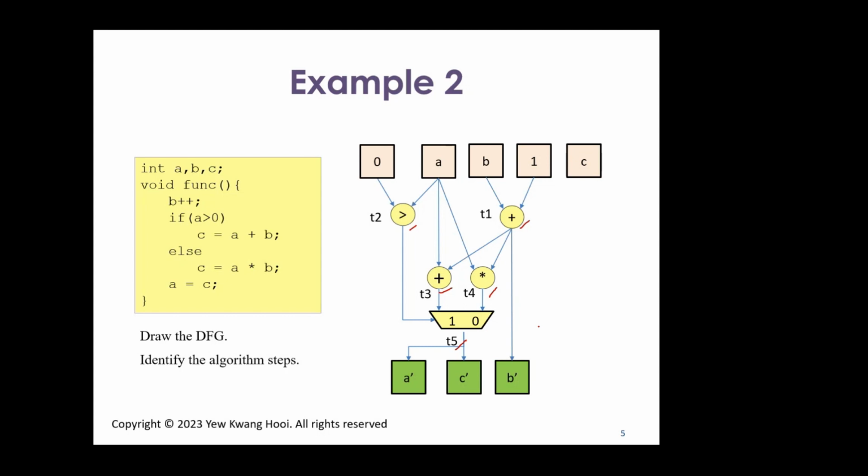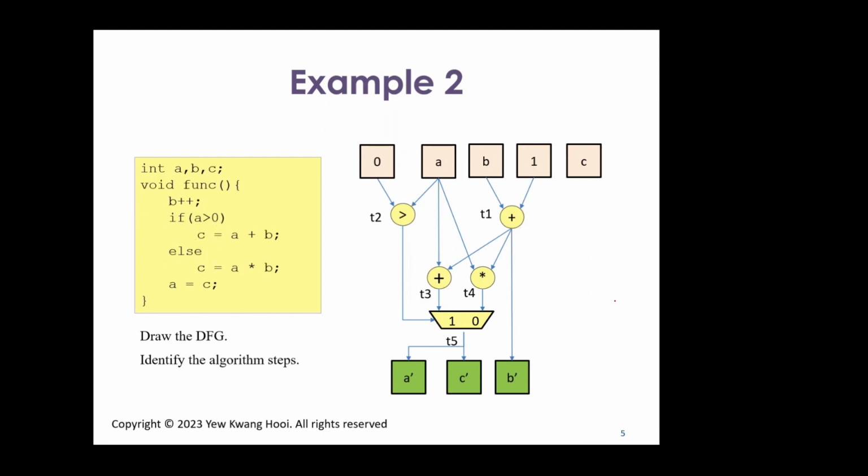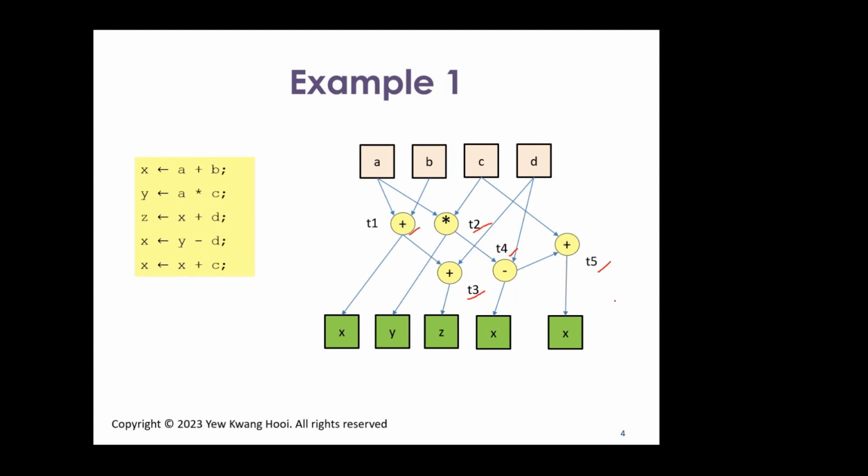Example 2 is more interesting than example 1 because we involve the use of if-else, which impacts the outcome of C. Because if A greater than 0 is true, we will use the plus operation, else we will use the multiply operation. So C depends on A greater than 0. That's why we have this unique block here. Contrast with example 1, we don't have any if else. This is a simple one.